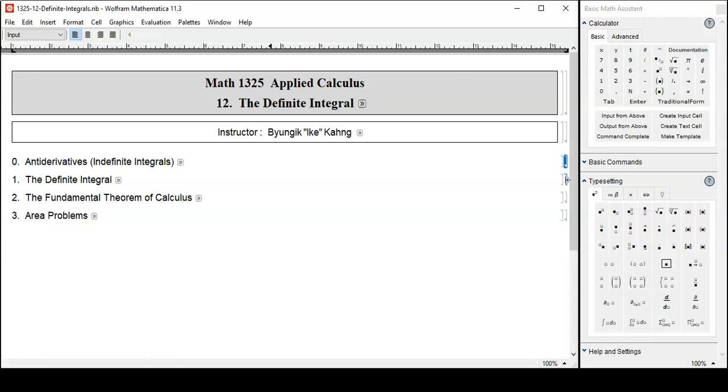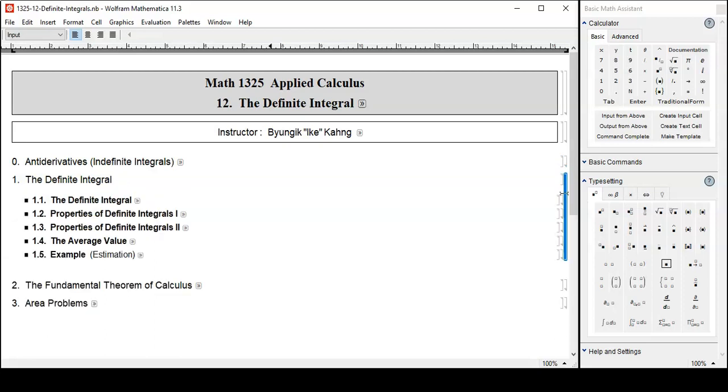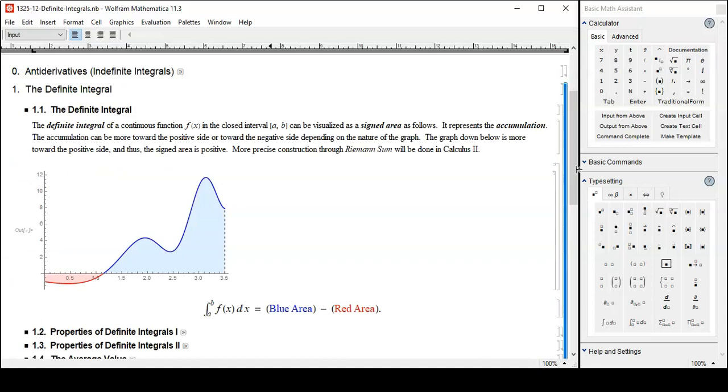Now what is the definite integral? That's different. That's going to be a number. Remember, the indefinite integrals were functions, but the definite integral is a number. But then, what is it? What exactly is a definite integral?